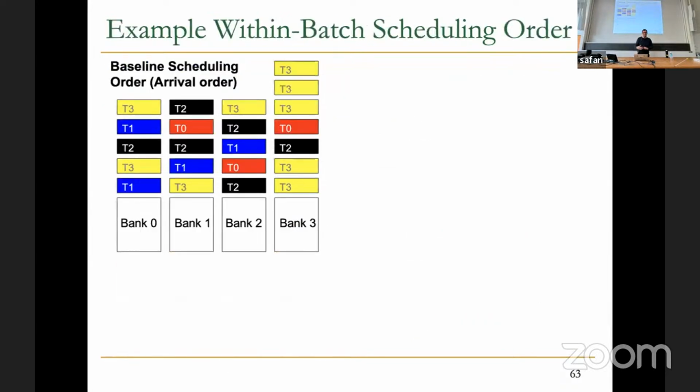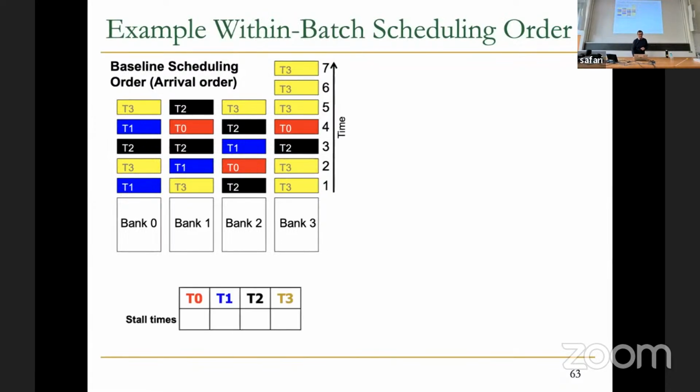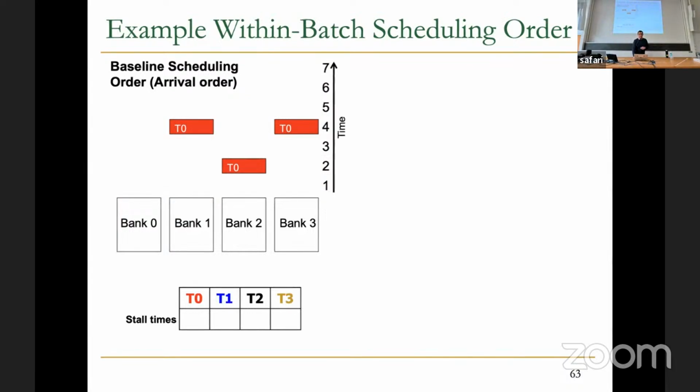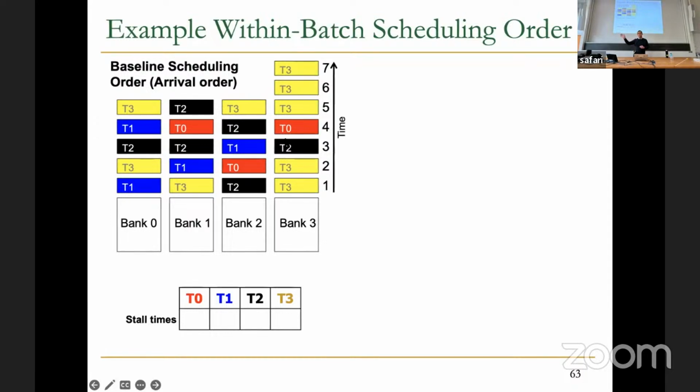Okay, so let's take a look at what this would achieve in this batch, in this example. This is the baseline scheduling order that we have. Now I'm going to have a timeline. Assuming we follow this baseline scheduling order, first come, first serve, thread 0's last request will be serviced after 4 time units. I'm ignoring the bus delays, etc.